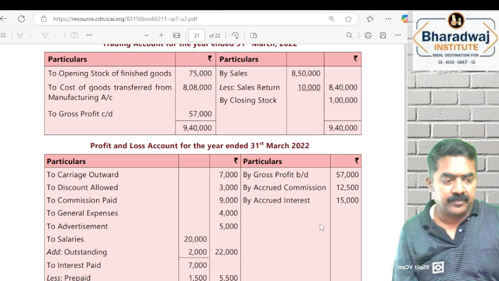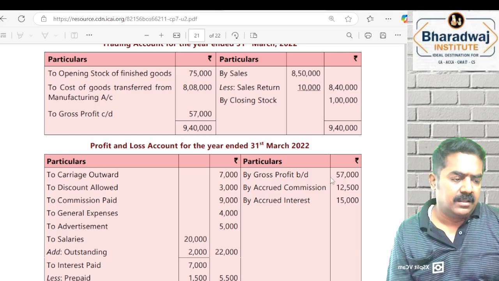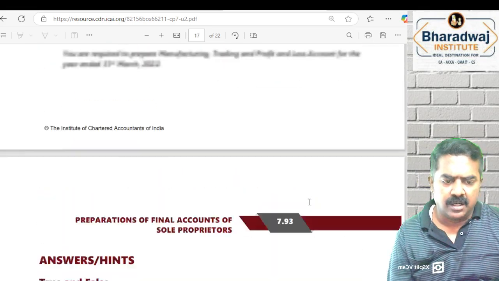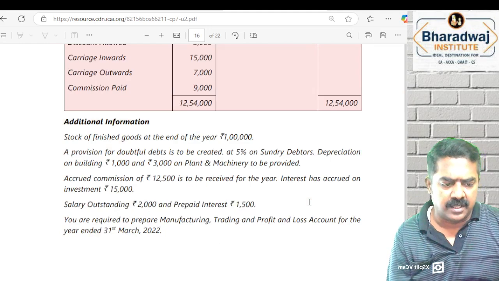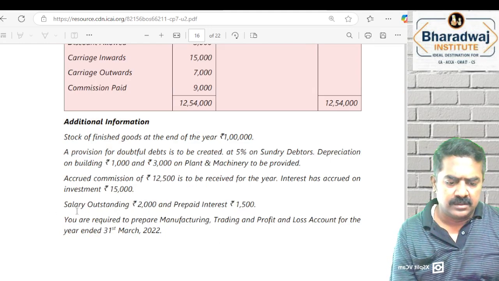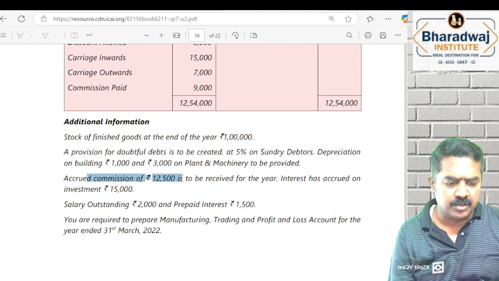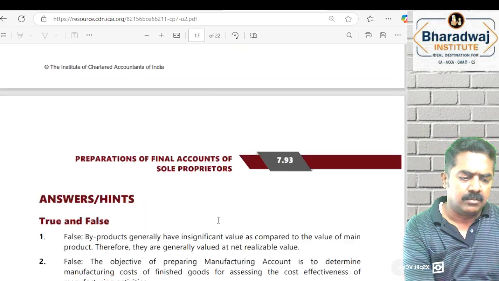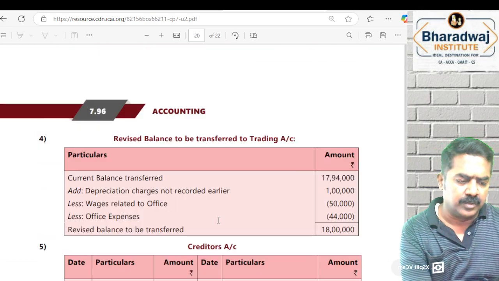Done now? Then this commission and interest is given in the adjustment. Adjustmentல் கொடுத்திருக்கோம் பாருங்க. Commission and interest outstanding receivable. Income receivable 12,500 in interest on investments accrued கொடுத்திருக்காங்க. Both will come in your P&L account.